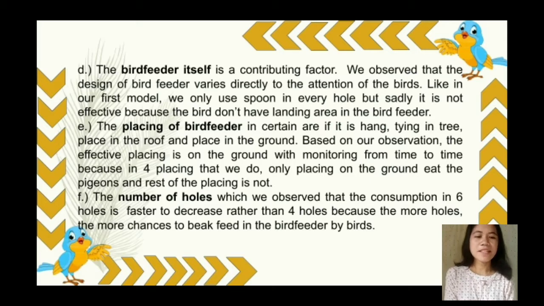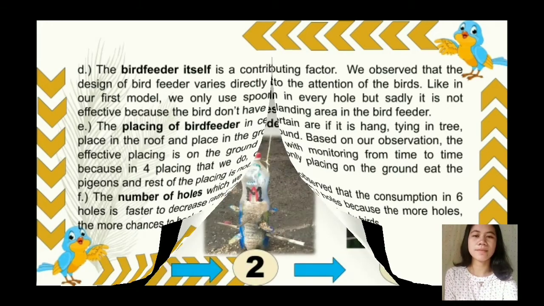Next, the placing of the bird feeder in a certain area: if it is hung, tied in a tree, placed on a roof, or put on the ground. Based on our observations, the effective placing of the bird feeder is on the ground, monitored from time to time, and we found out that pigeons eat in the bird feeder. Next, the number of holes, which we observed that the consumption in 6 holes decreases faster than with 4 holes, because the more holes, the more chances to get feeds in the bird feeder.